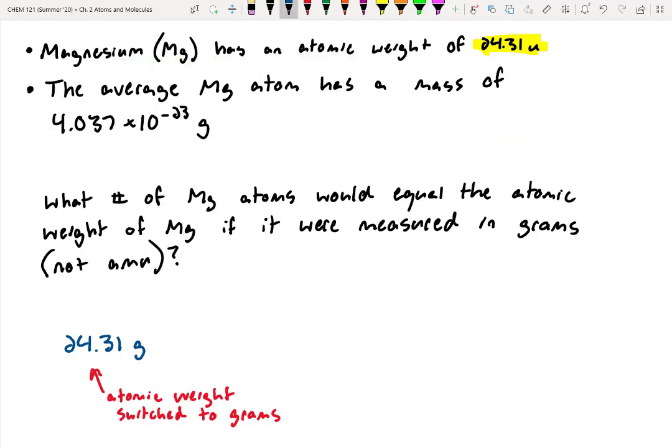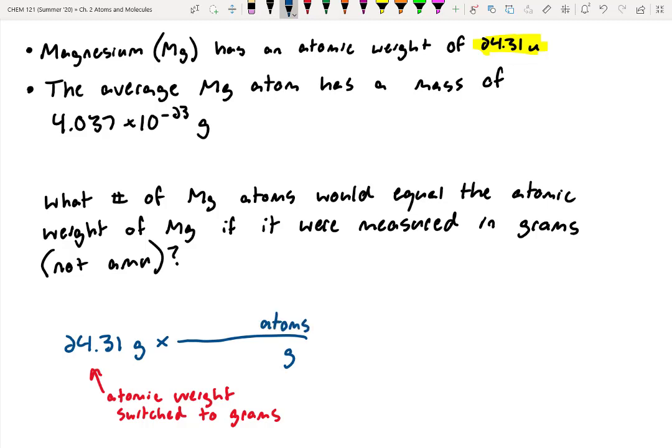So let's try to pencil this out. We want to cancel out grams, so I'm going to put grams on the bottom. And we want to cancel out grams of magnesium, right? So I'll just write it out like that. You can include the magnesium if you really want to be thorough. All right, so let's put the grams on the bottom. That way we can ensure that it cancels out. But what we're really looking for is what number of atoms there are. So that should be on top.